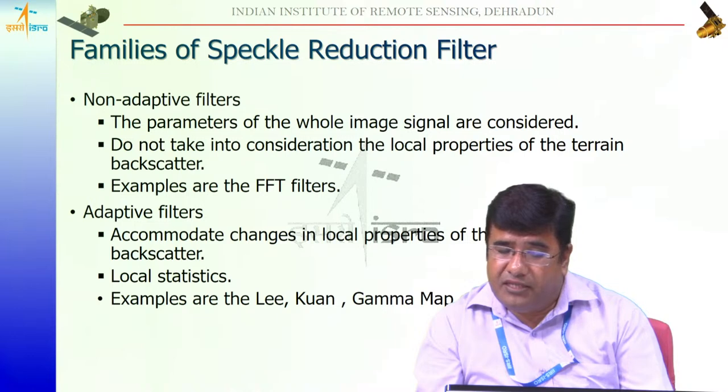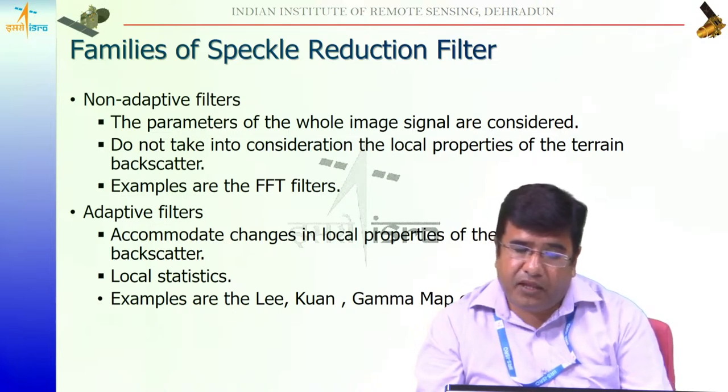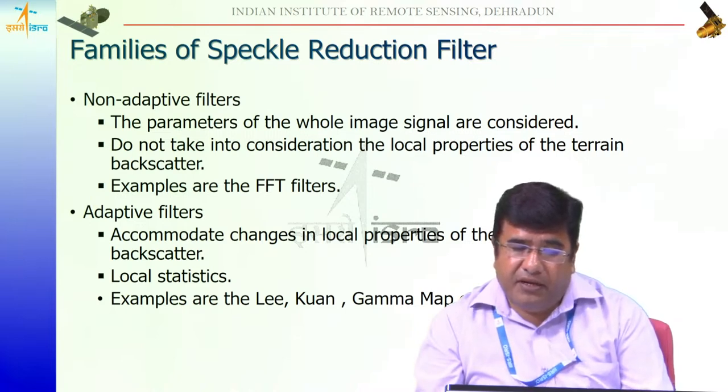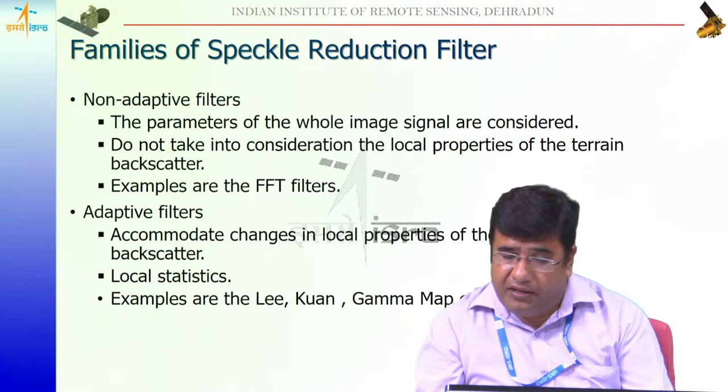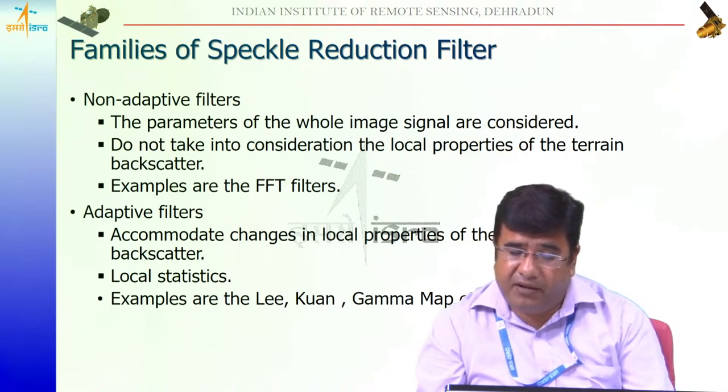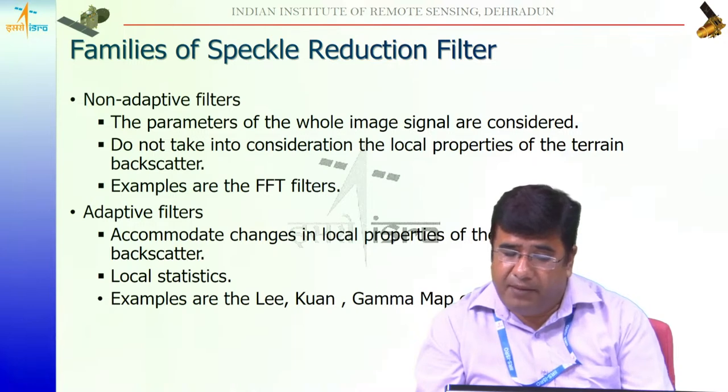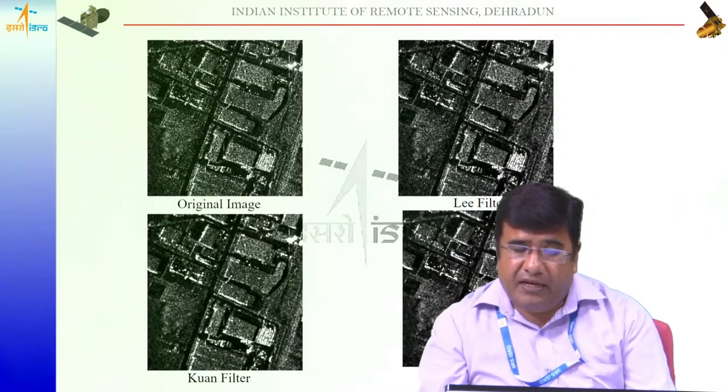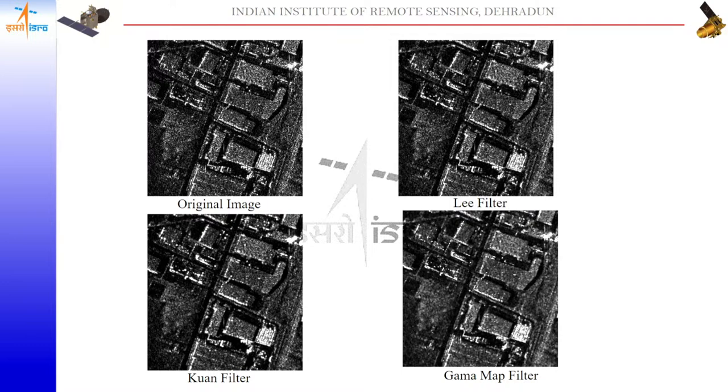Because as you know, in statistics, if we are calculating the mean, the mean is actually the signal in the image, and the standard deviation is the noise in the image. So for each pixel in a particular region, we can calculate the mu and sigma, find the different parameters, and based on those parameters we can have different filters. Lee, Kuan, and Gamma Map are some of the adaptive filters, and you can see their effects.